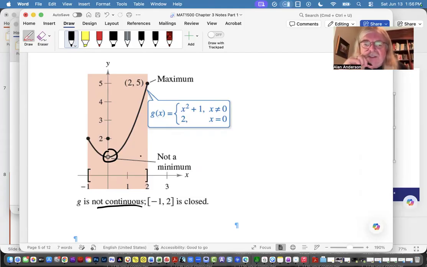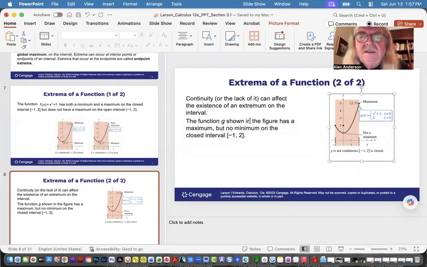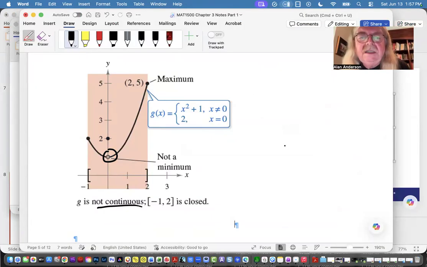Okay. And in fact, you can see this is technically a piecewise function because they filled in the gap at 2, and then the rest of it is x squared plus 1, x is not equal to 0. So what they're saying here is that there's no maximum. Sorry, no minimum.